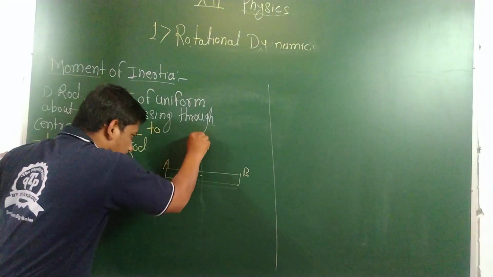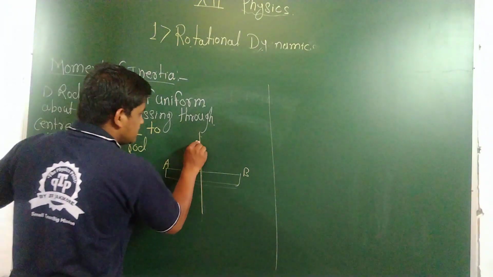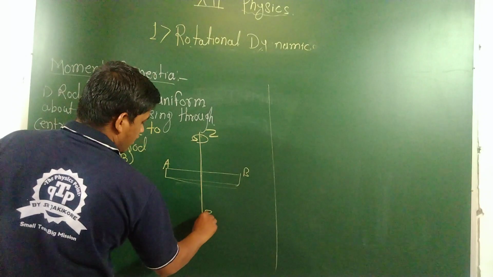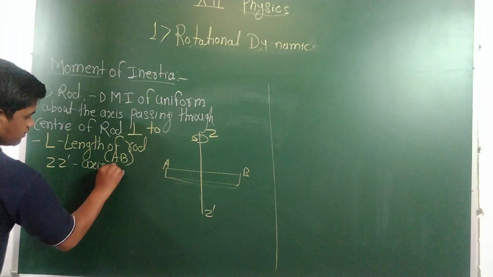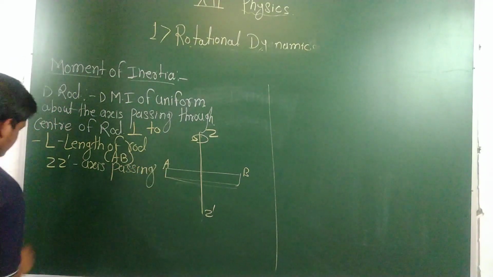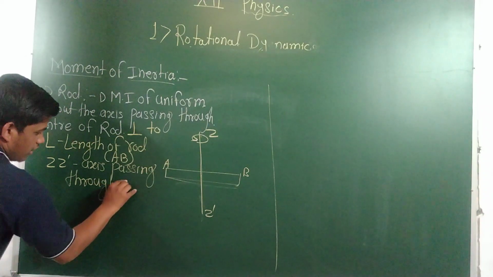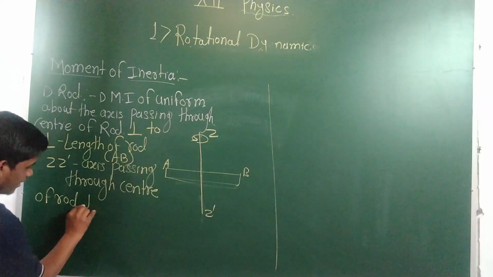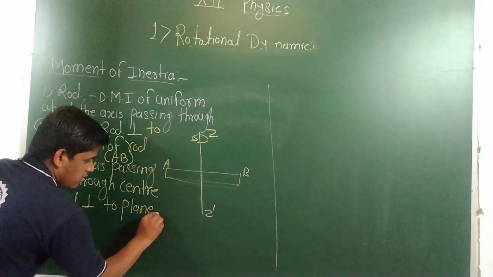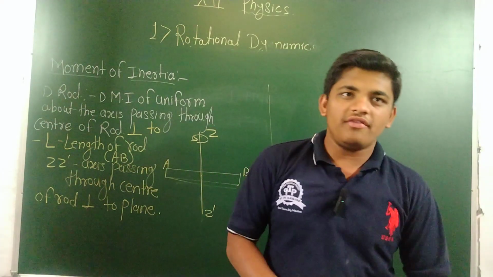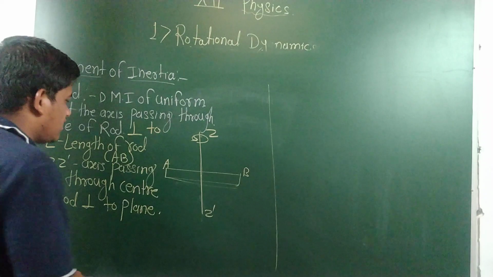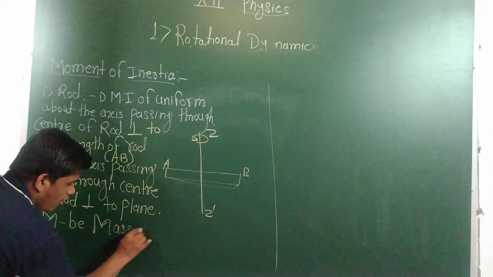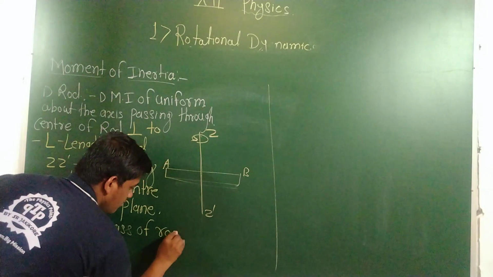These are perpendicular to the rod, and the axis is called Z Z bar, the axis passing through the center of the rod or center of mass of the rod, and perpendicular to the plane of the rod. Also, let m be the mass of the rod.